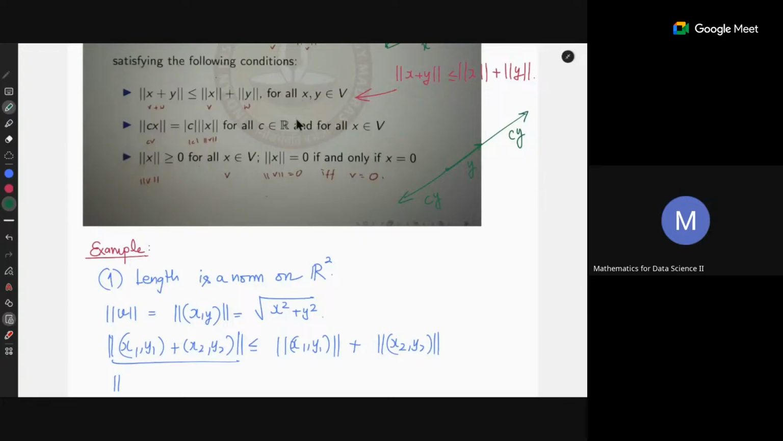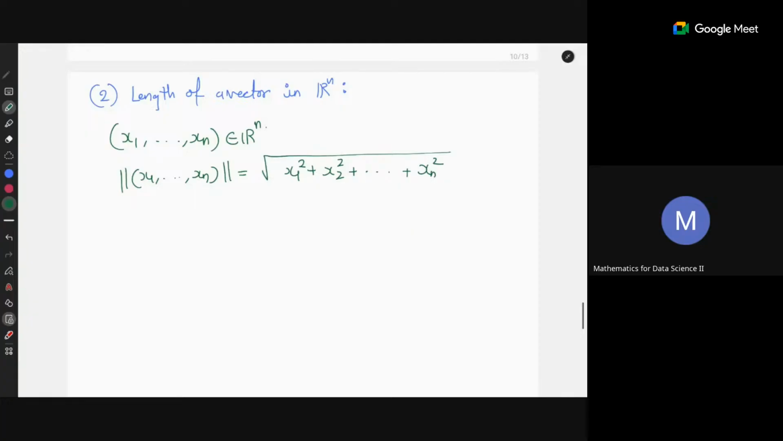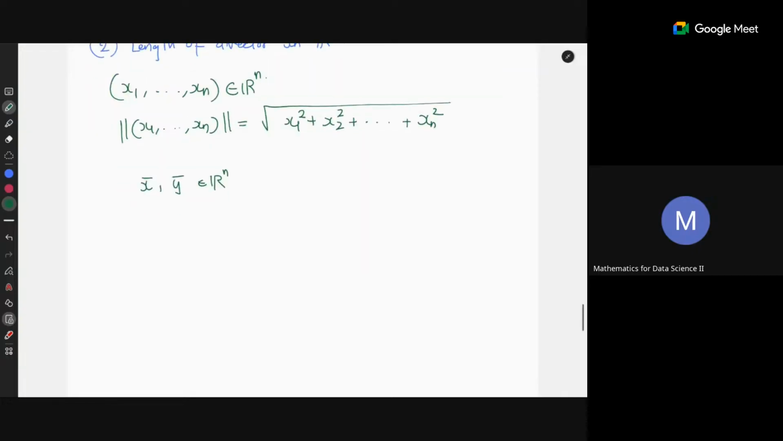The first condition is the triangle inequality. So let me give a proof of that. Again, suppose you have two vectors, x vector and y vector in Rn. Now, whenever you have two vectors, what are the possibilities? Those two vectors can be dependent or they can be independent. If they are dependent, then it is trivial.